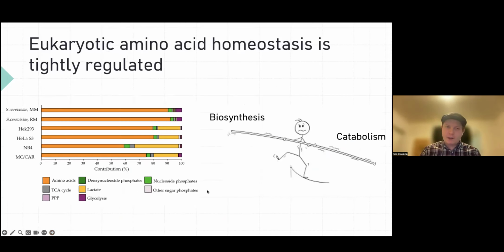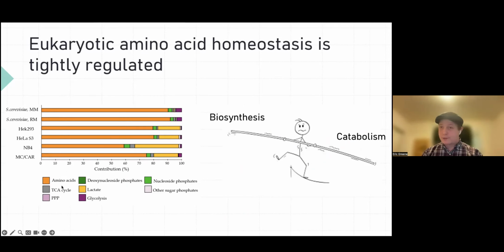In eukaryotes, we're less concerned about nitrogen fixation in the biosphere. We're more concerned about amino acid homeostasis in the body. One thing that I found very fun now, teaching biochemistry, is to learn a little bit more deeply about metabolism in cells. Amino acids are actually the major metabolite in eukaryotic cells. This is from a recent publication. Amino acids are over 50% of the total metabolite contribution for human cells as well as yeast.